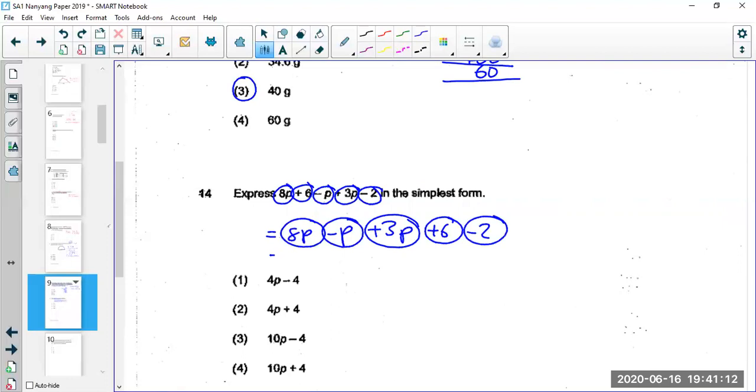Then you can subtract. 8p minus 1p is 7p. 7p plus 3p, 10p. And then 6 minus 2, 4. Right? So your answer is 10p plus 4, which is answer number 4. Got it? Did you get the answer correct? Okay, good. Okay, let's go to the next one.